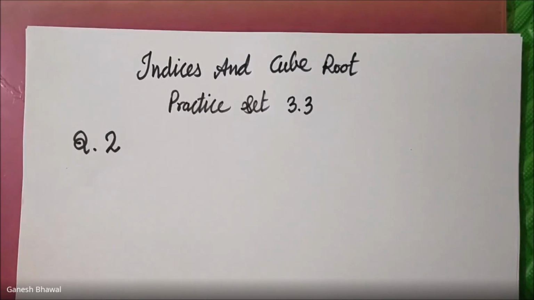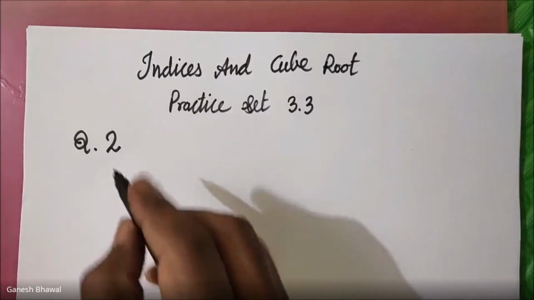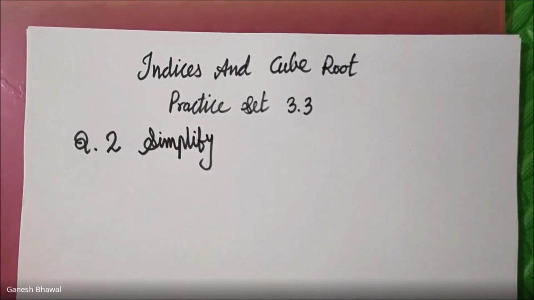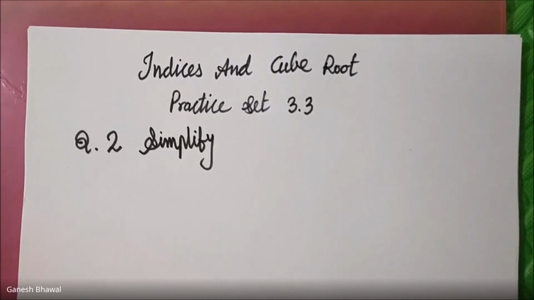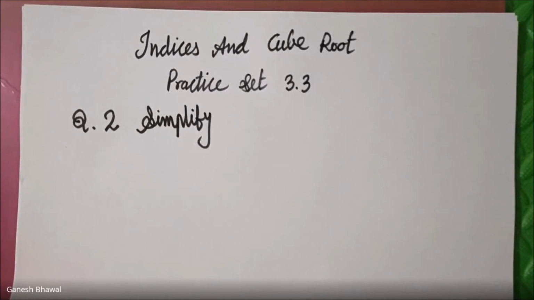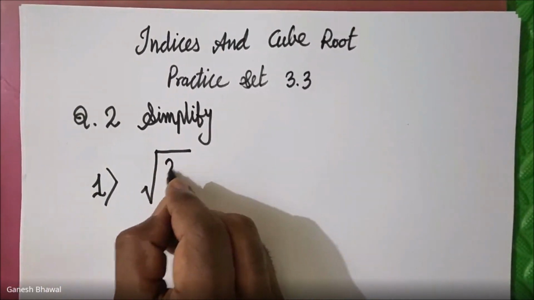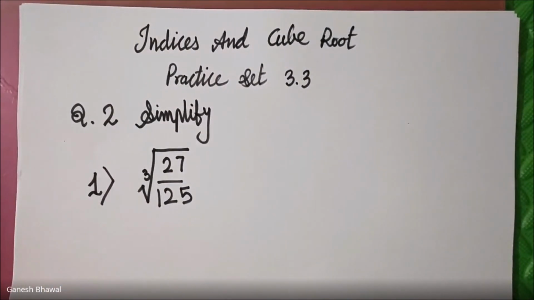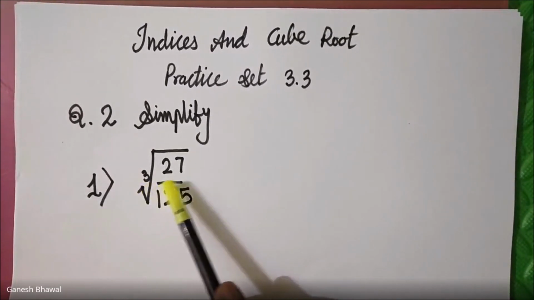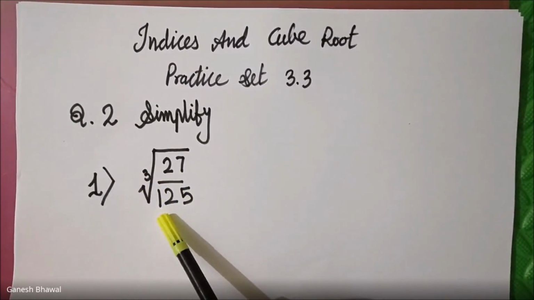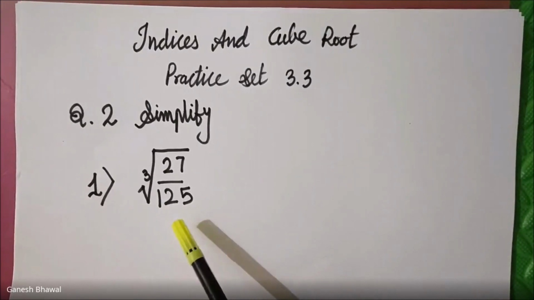Write down practice set 3.3, second question: simplify. Write down this question. First example we will take: under cube root, 27 by 125.